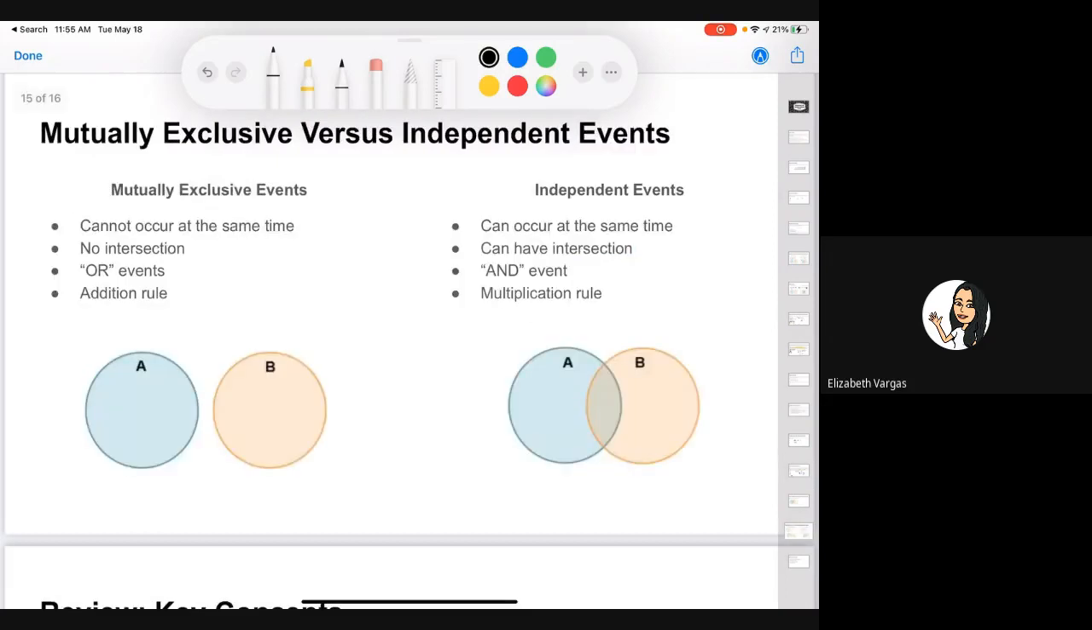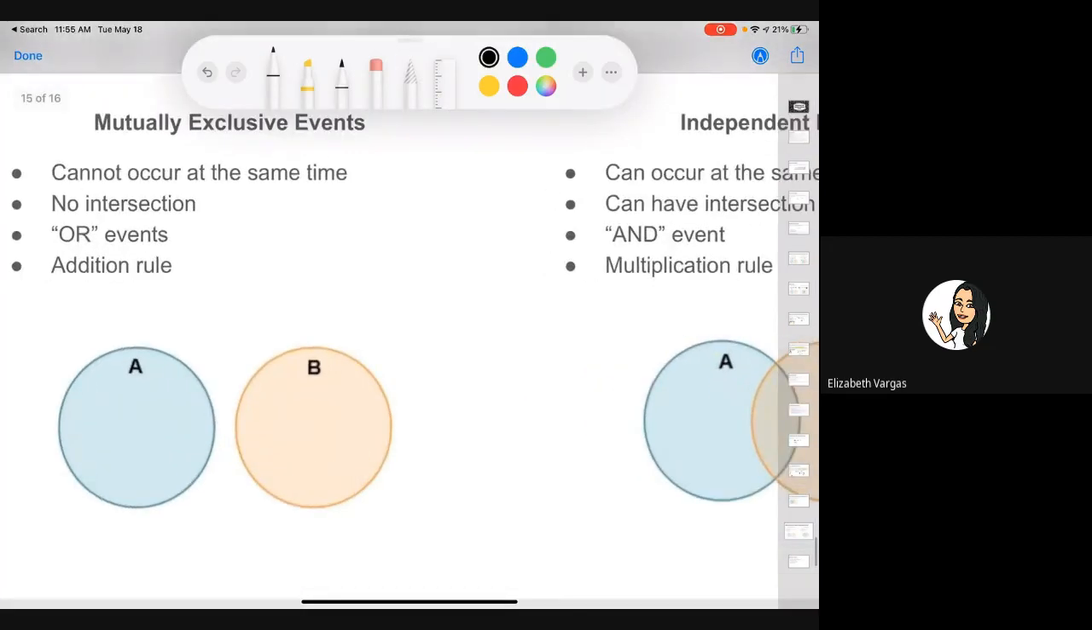So here are the two things we went over today. We went over mutually exclusive events. These mutually exclusive events cannot occur at the same time. There's no intersection. It is one or the other, cannot be both. And it's known as the addition rule, because the equation looks like this. So it's the addition rule because it contains that addition sign in the center.